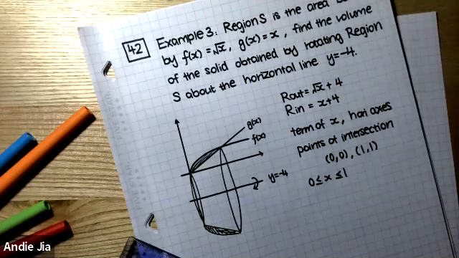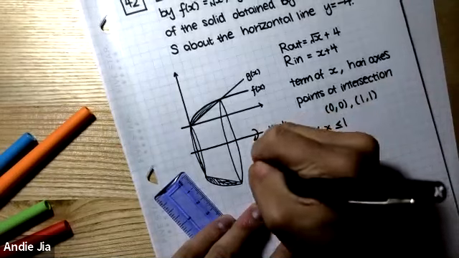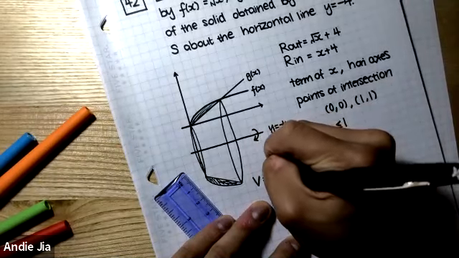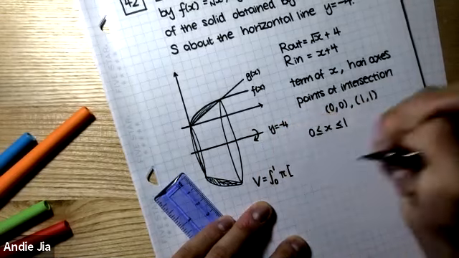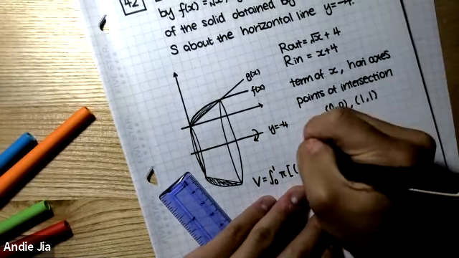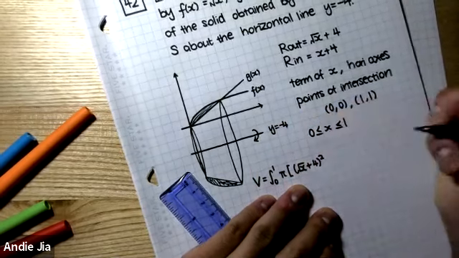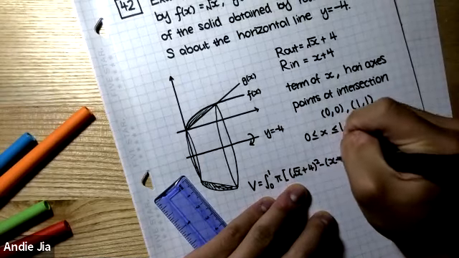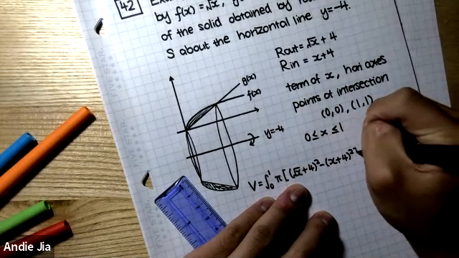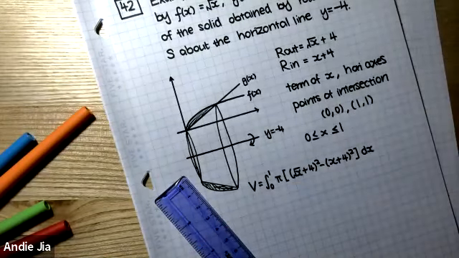And we need to write the integral here. The volume is equal to the integral from a to b of pi times outer radius, the square root of x plus 4, squared, minus x plus 4, squared, dx. And then it's just basic integration skills.